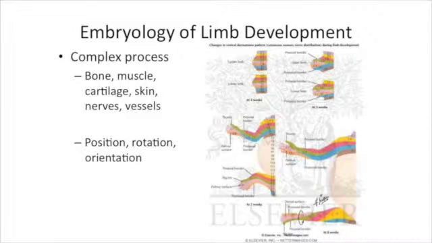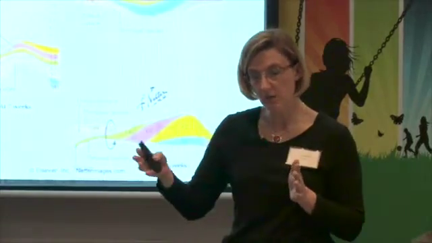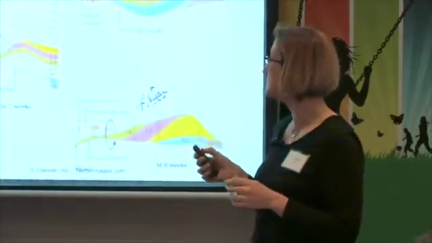The embryological development of the limb is very complex, and it's an incredibly delicate process that can be disrupted in lots of different ways. The different tissues need to differentiate into bone, muscle, cartilage, skin, nerves and vessels. It's not just the different tissue types, but also the position and rotation of the limb. All of those factors have genetic underpinnings, and it's a very complex cycle of molecules that have to interact at the right time in the process for things to progress as usual.